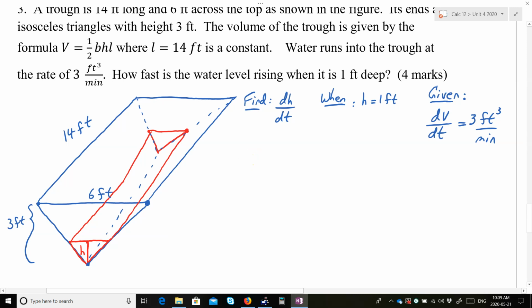Okay, and so the volume of a rectangular prism is given by half times the base times the height times the length. Basically what it is, guys, is the area of the triangular base here, and then if you multiply by the length, it'll give you the volume.